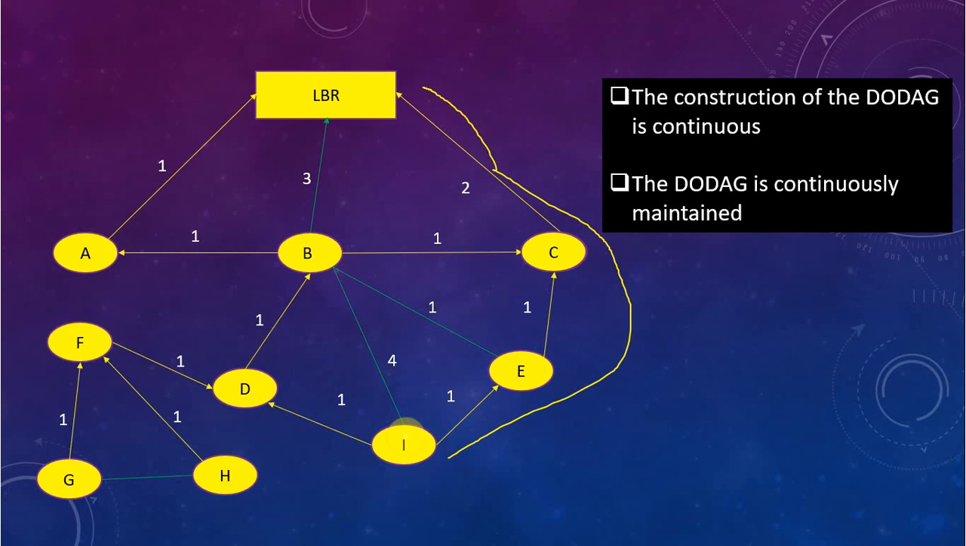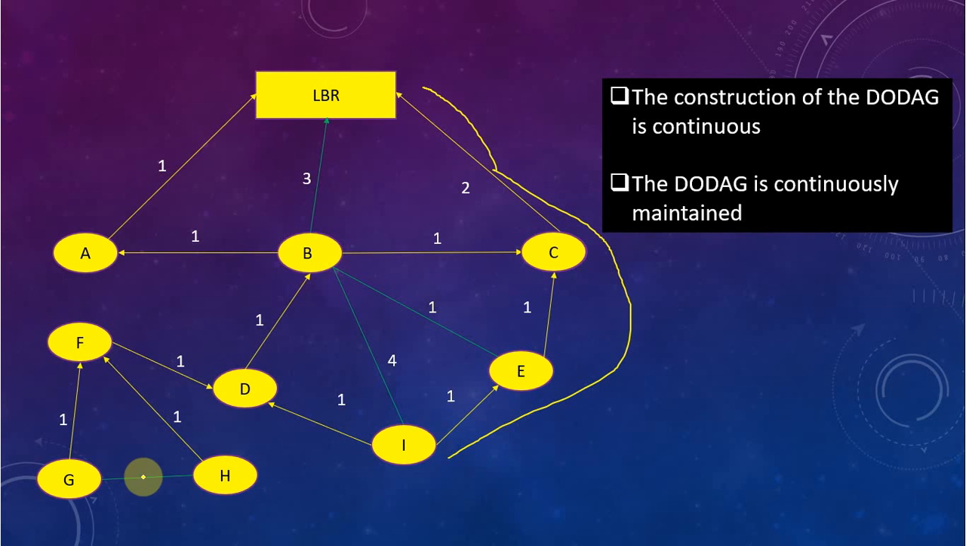So as you can see, this path will be followed by E. Here the weightage is 1, here it is 1 and here it is 2. So 2 plus 1 plus 1 will be 4, but it will not follow this path, and that's why I have marked it in the other color. Whatever is marked in yellow is the path, the part of the DODAG. So keep that in mind.